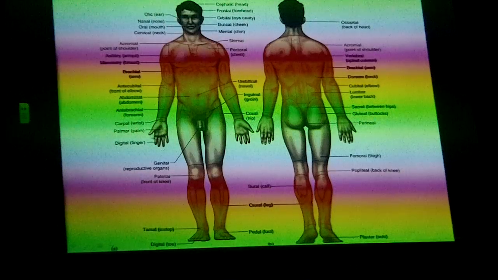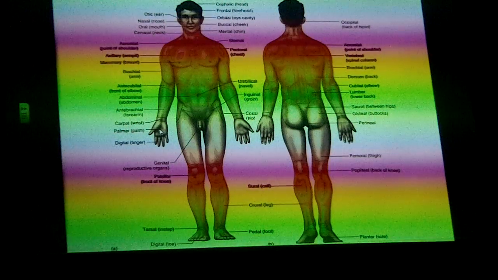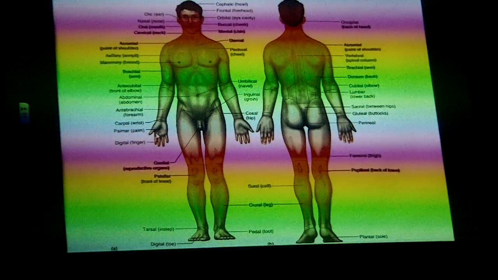Palmar is the palm. Also a restaurant in the village.